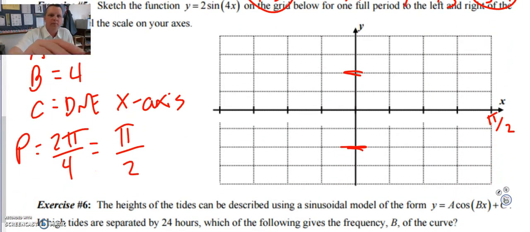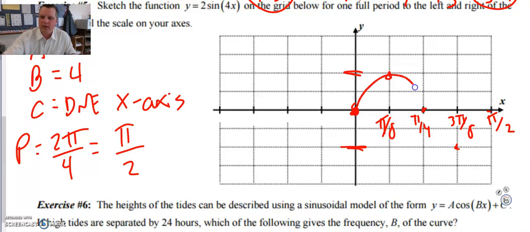So we'll go back to red. And so we have the values, which is pi over 8, pi over 4, and 3 pi over 8. And it's a sine, so that means it starts here, goes up, down, down, and up. Remember, you try to make a curve out of it, and there you go. That's one full period. And that's it.